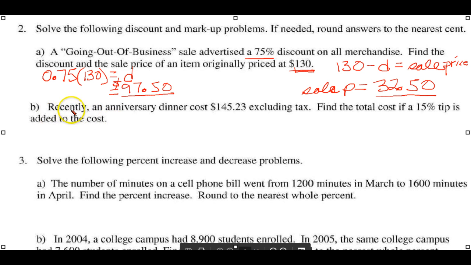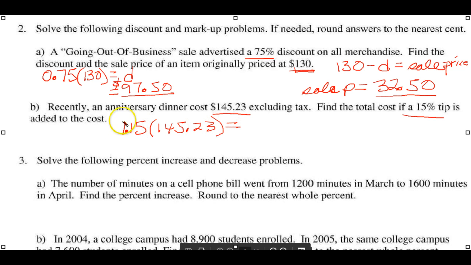All right, let's look at letter B. Anniversary dinner costs this, excluding the tax. Find the total cost if a 15% tip is added to the cost. Well, you could take 15% of this and then add it to this. Or another way of doing it is you're going to take 100 and 15% that I'm converting to a decimal of 145.23.